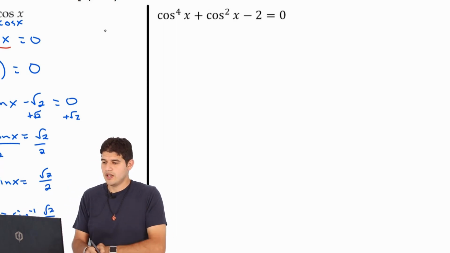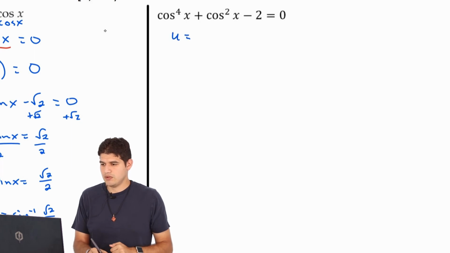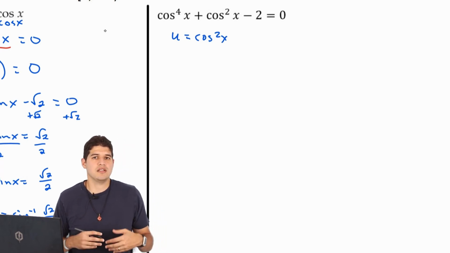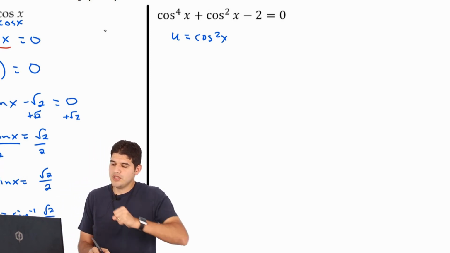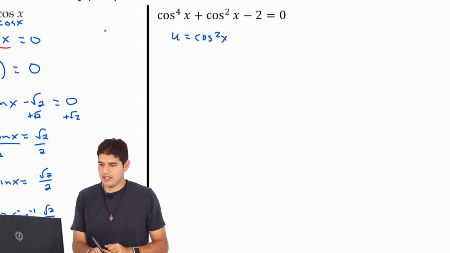So what I'm going to do first is let u equal cosine squared of x. I'm going to make that substitution to make that a little bit easier on us. So if u is cosine squared of x, I actually get u squared in place of this cosine to the fourth of x.